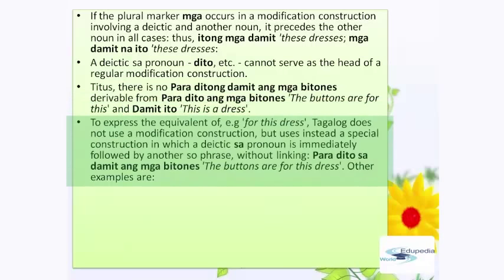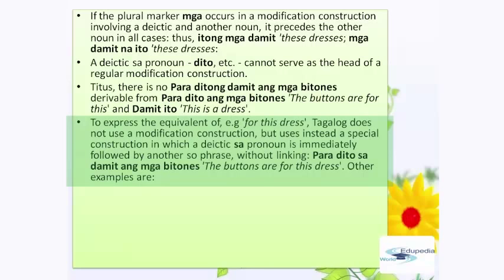To express the equivalent of for this dress, Tagalog does not use a modification construction but uses instead a special construction in which a deictic sa pronoun is immediately followed by another short phrase without linking. Para dito sa damit ang mga butones. The buttons are for this dress.